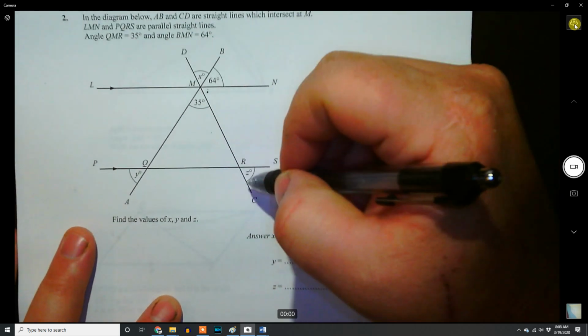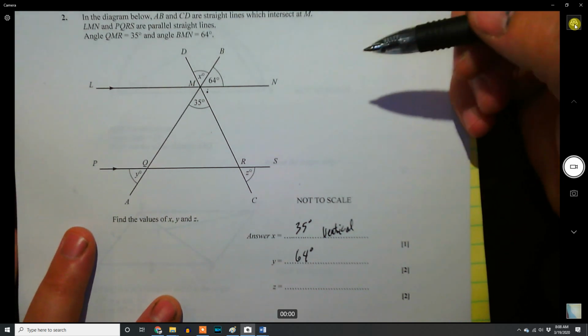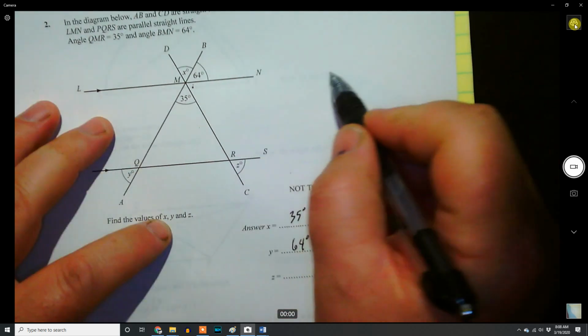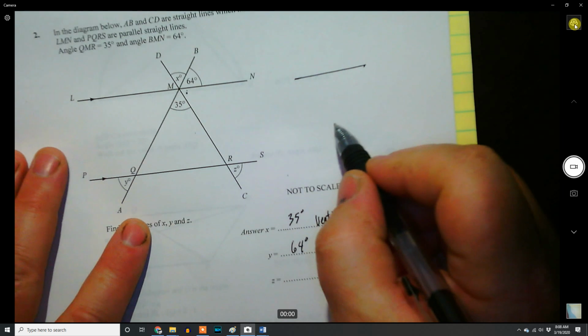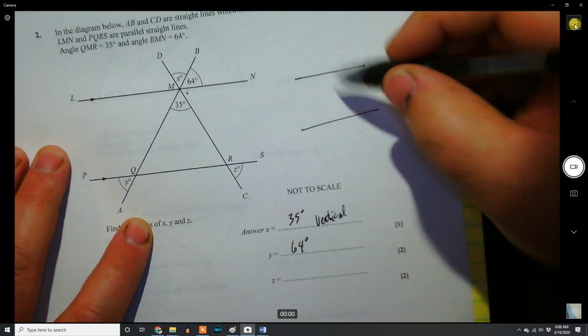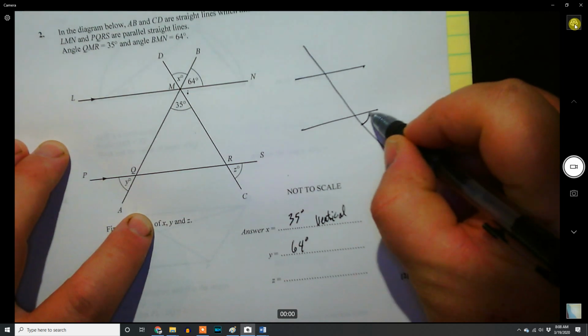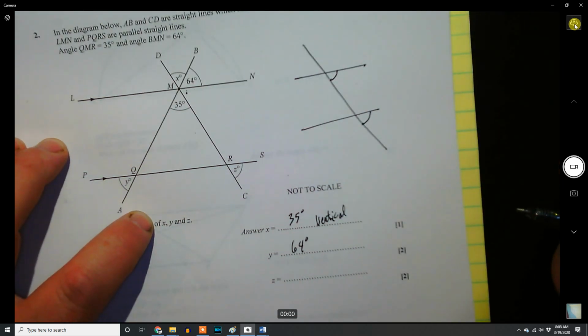So anyway, this angle and this right here are corresponding, so they're in the same relative location, right? So let's go ahead and draw a little diagram of that. Let's see, that's LN, and this is PS, right? And this is DC, right? So what we have right here is this angle right here and this angle right here. They're going to be the same, right?